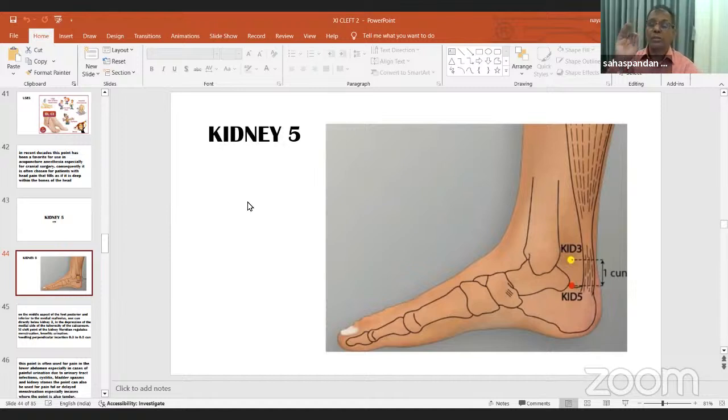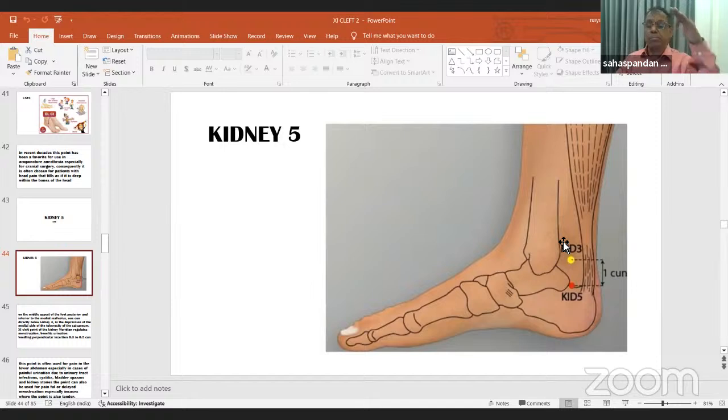This point is on the middle aspect of the foot, posterior and inferior to the medial malleolus. This is the posterior side and inferior side of the medial malleolus.